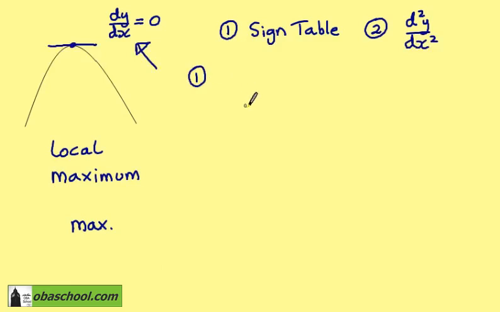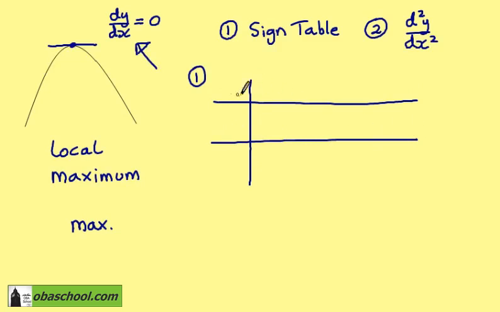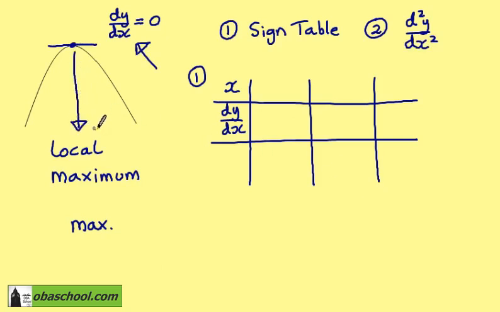If we consider first the sign table, a sign table looks like this. We put x values in the top, dy/dx in the middle, and the bottom is left for a picture. We need 3 x values. The x-coordinate at which dy/dx is actually equal to 0 is always put in the middle. We need to take an x-coordinate to the left of this, provided it does not go past another turning point, and put it in this box here.